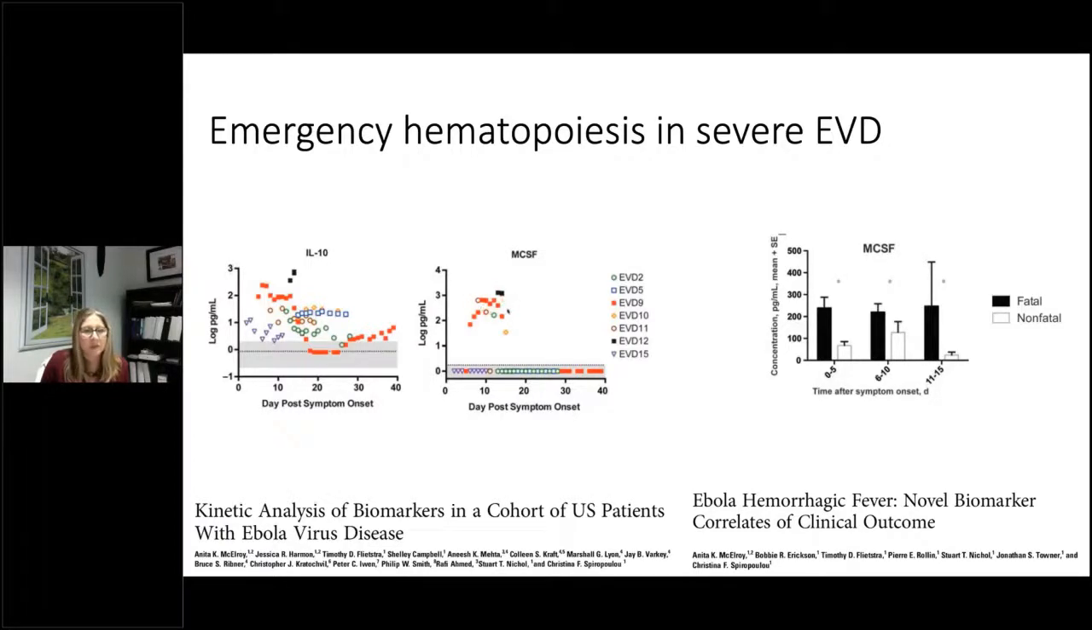High levels of MCSF, consistent with stimulation of the bone marrow to push out a lot of these myeloid-derived cells. And we even saw elevated levels of MCSF in patients who succumb to their disease in our old study from biomarker data looking at patients from Sudan virus outbreak. So there's pretty clear evidence that there might be emergency hematopoiesis in severe Ebola virus disease.